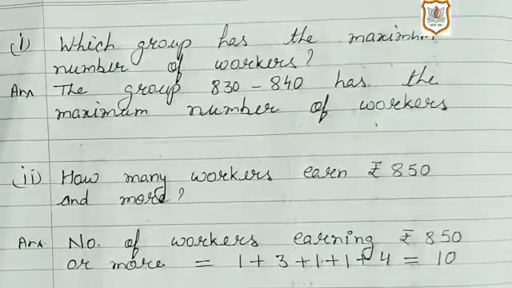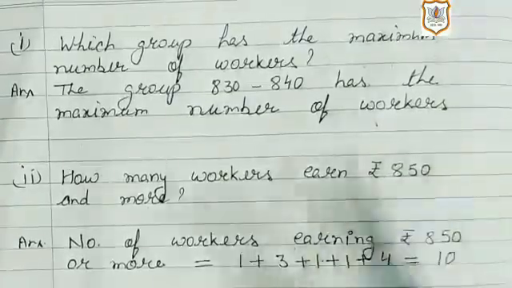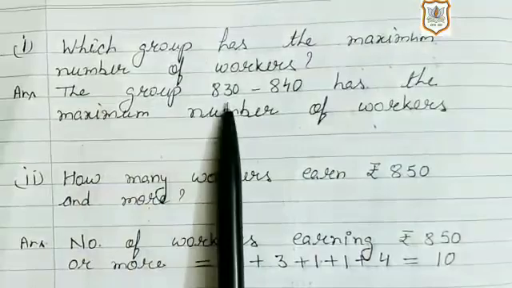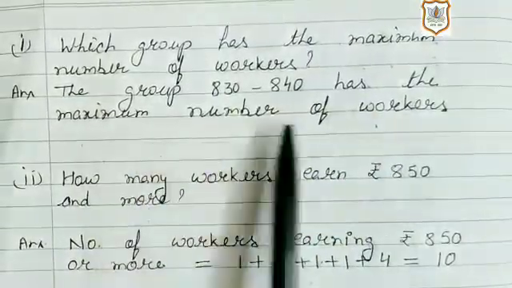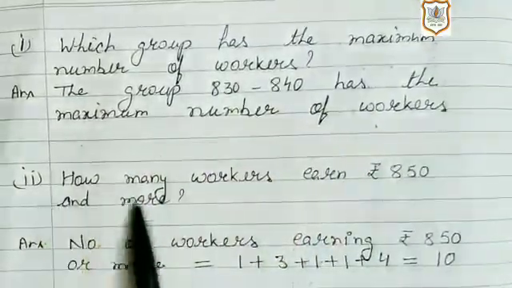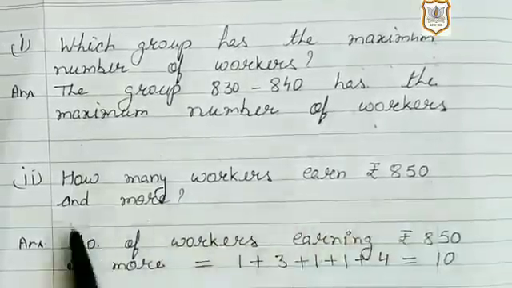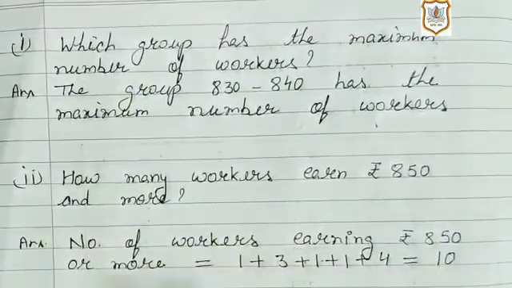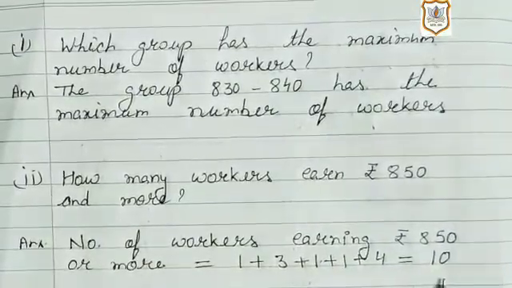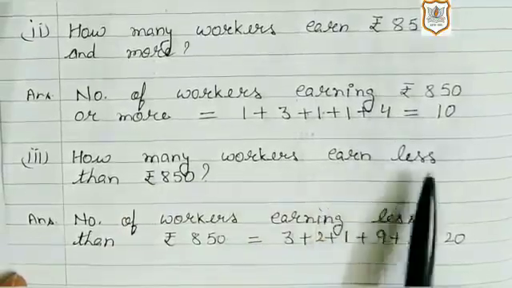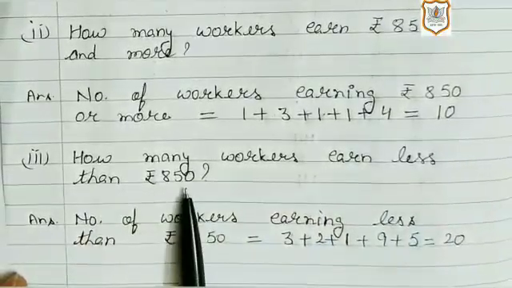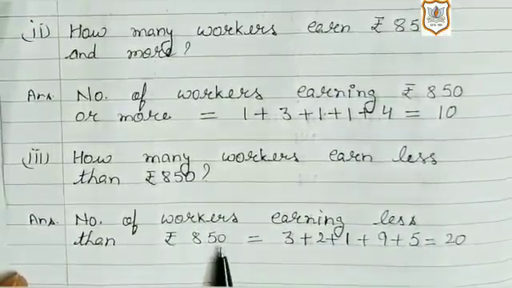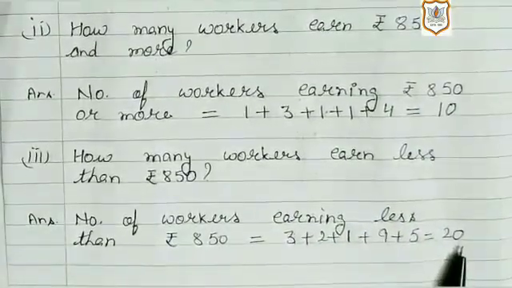So students, we will write the questions and answers like this. First, which group has the maximum number of workers? The group 830 to 840 has the maximum number of workers. Next, how many workers earn rupees 850 and more? The number of workers earning rupees 850 or more is 10. How many workers earn less than rupees 850? The number of workers earning less than rupees 850 is equal to 20.